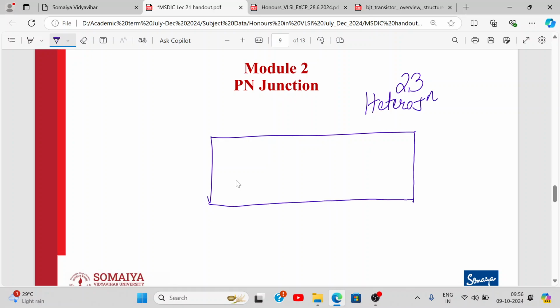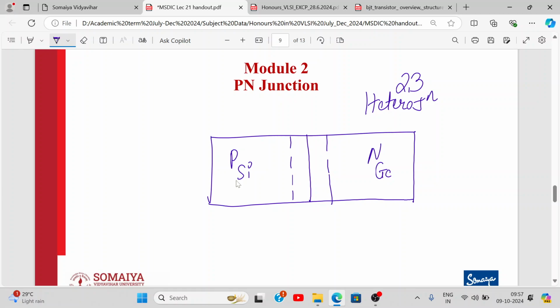So let's say you have a PN junction. What we assume is that it is made up of P silicon and N silicon. What if these two materials are not the same? What if this is silicon and this is germanium? It can happen, no? So this is called a heterojunction. Whatever we have studied so far was about homojunctions, where P and N were of the same material, but here it can be different materials.